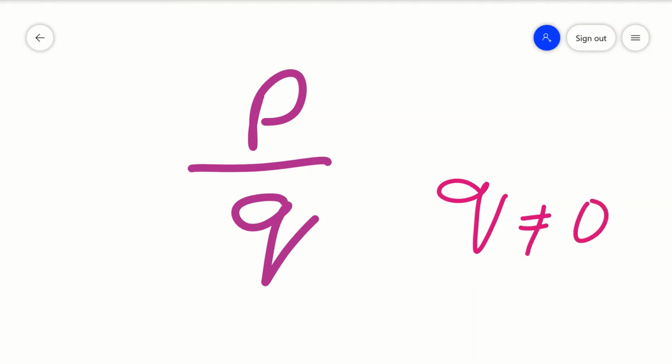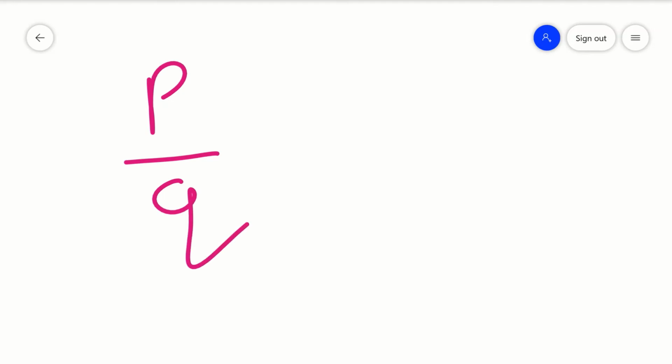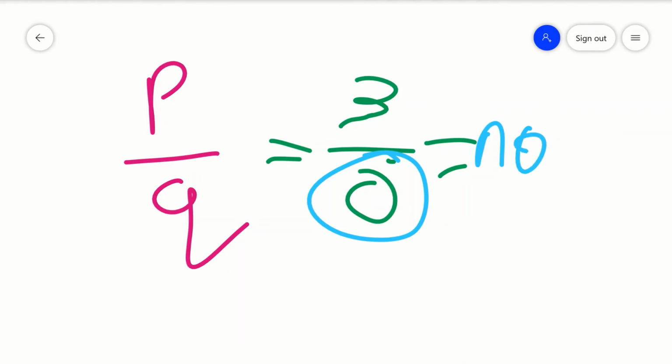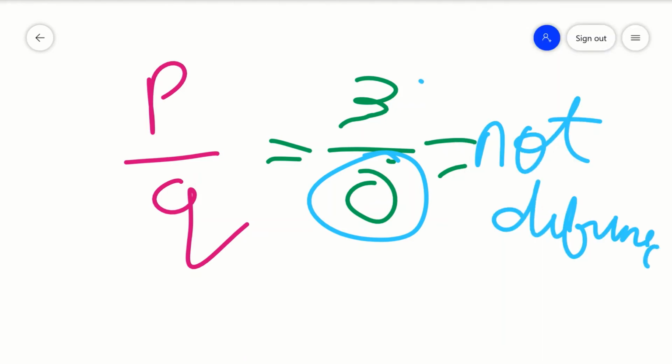Why Q should not be equal to 0? I'll tell you that also. For example, P by Q, you write like Q is equal to 0 and P is equal to 3. So, any number by 0 is not defined. You have to always remember any number by 0 is not defined.